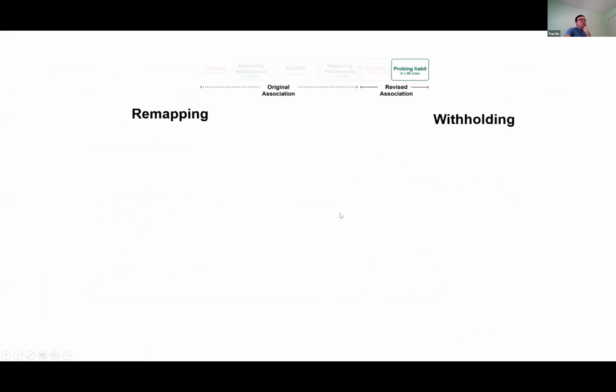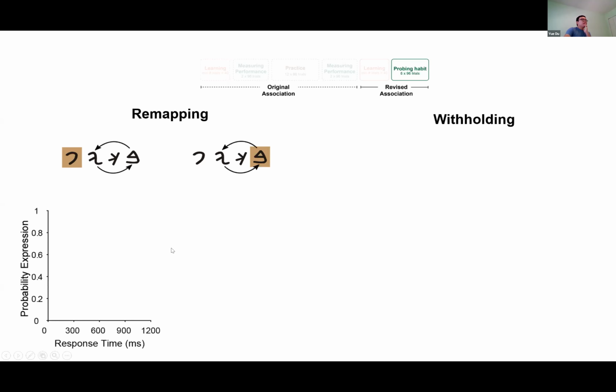Okay, so this is the most important result we want to discuss. It's about the habit. So let's look at the remapping group first. There are two types of stimuli in the remapping group. One is the unchanged stimulus, which is always associated with the same response between the original and the revised association. And the other one is the revised stimulus, which is associated with different responses between those two associations. So there are two kinds of response to the unchanged stimulus. One is the correct response, and the other one is the other three random errors, as we showed before.